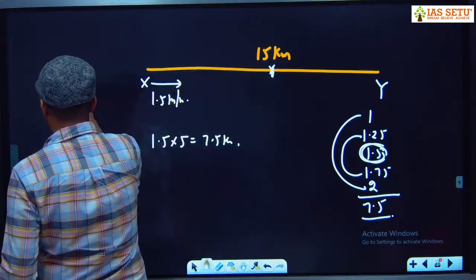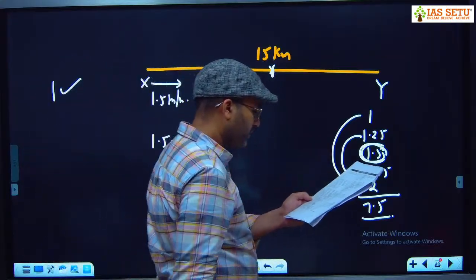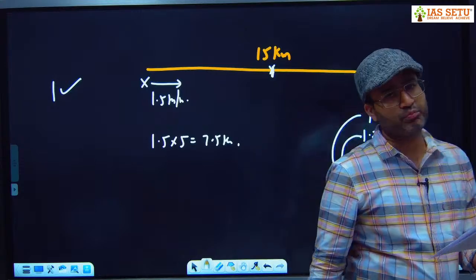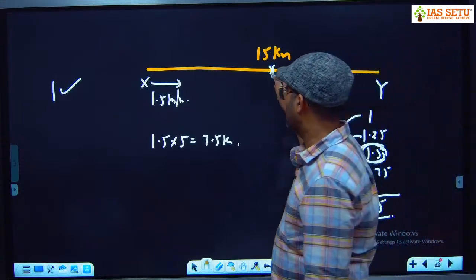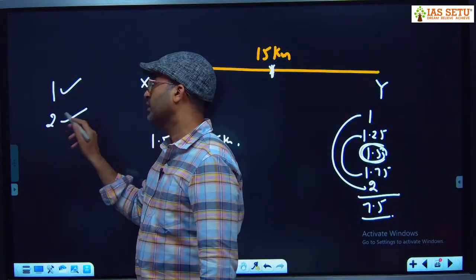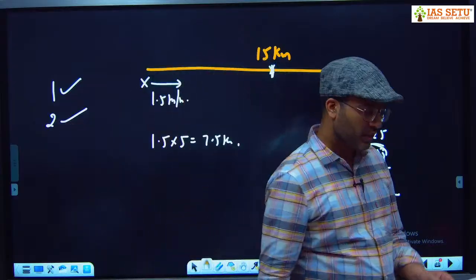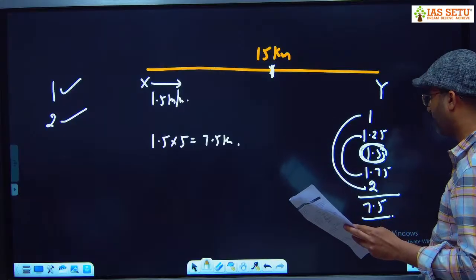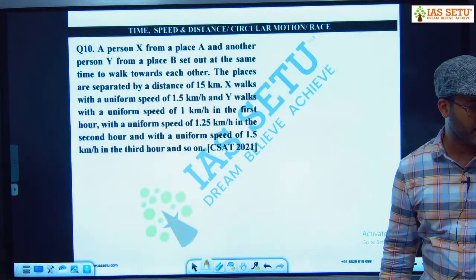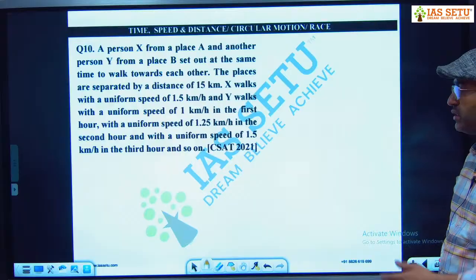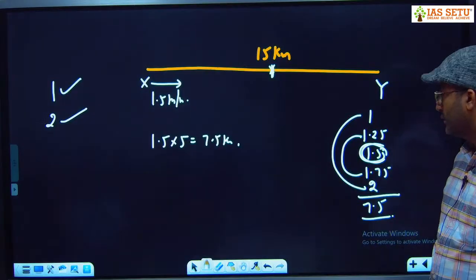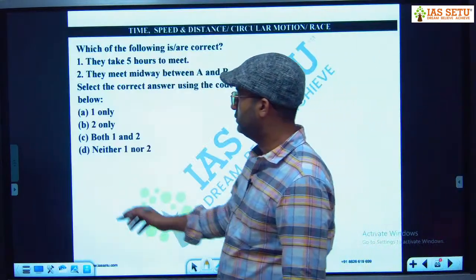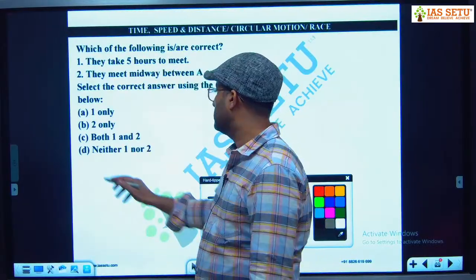Statement number 1 correct. Statement number 2, they meet midway between A and B. Yes, absolutely, they are meeting exactly midway. So the second statement is also correct. So in this question number 10, both statements are correct. Answer C. Is anyone marking an answer? Tell me at the end. C.